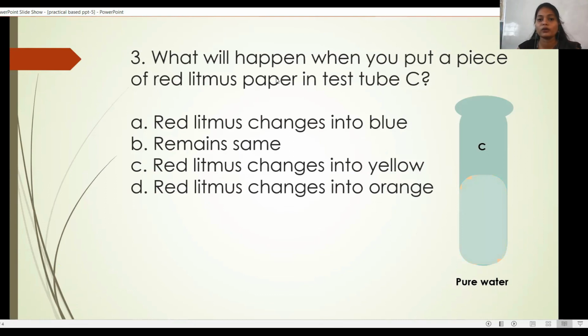Next is: what will happen when you put a piece of red litmus paper in test tube C? So in test tube C, water is there and we know water is neutral. It is not acidic in nature, not basic. So what will happen? The litmus paper remains the same. So here you will choose option B.